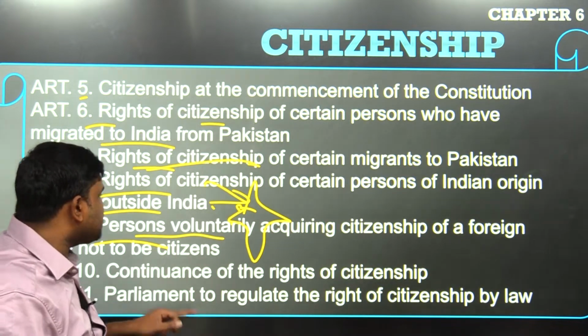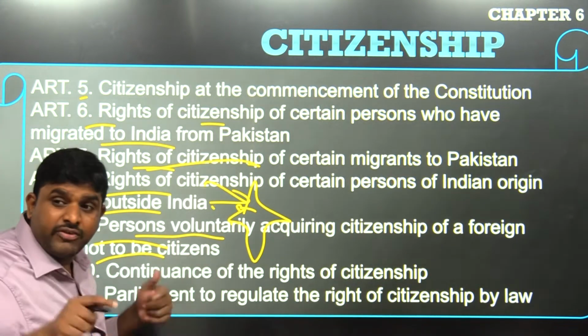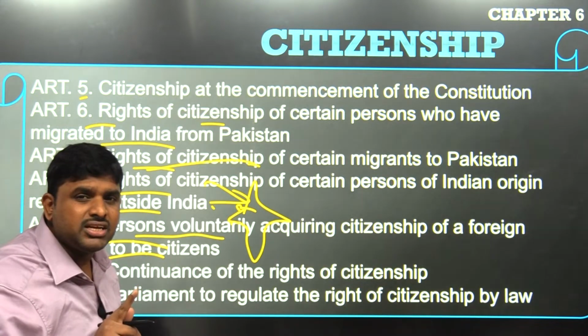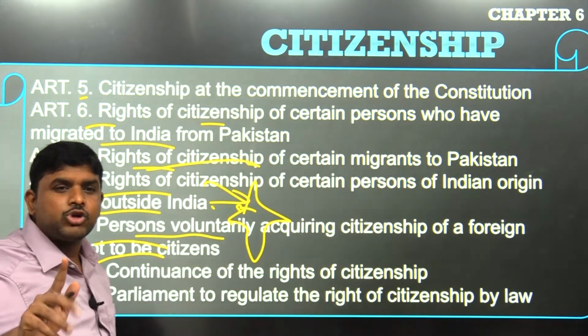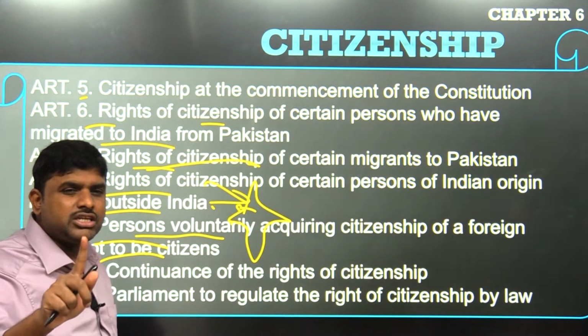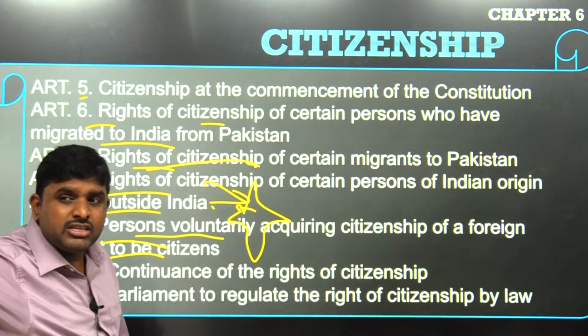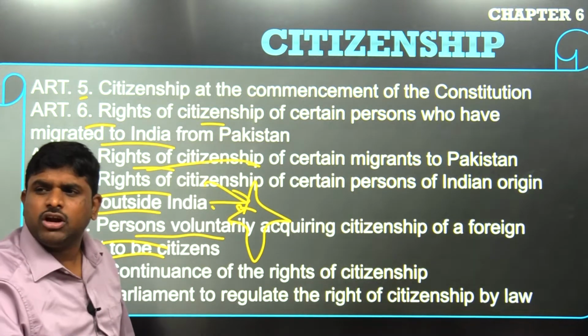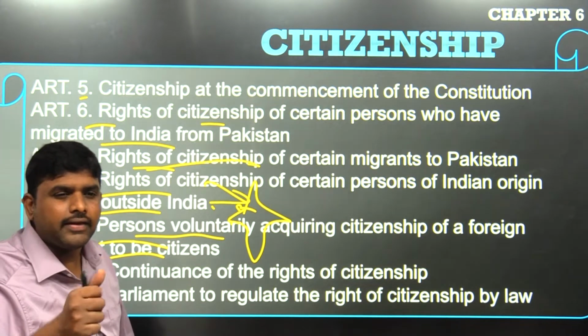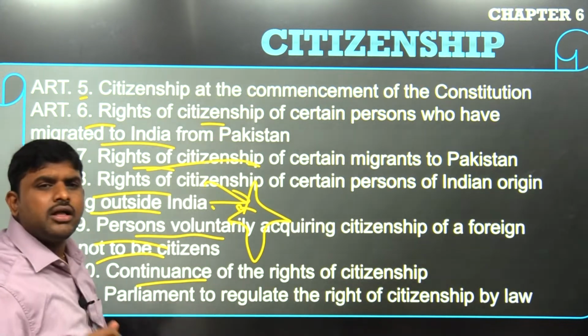Persons voluntarily acquiring citizenship of a foreign state are not to be citizens of India. By default, why? Because India has dual citizenship or single citizenship? Single. So I cannot get two citizenships at a point of time, I can get only one. So if I voluntarily acquire the citizenship of another country, by default this citizenship I will lose. Mentioned in Article 9.